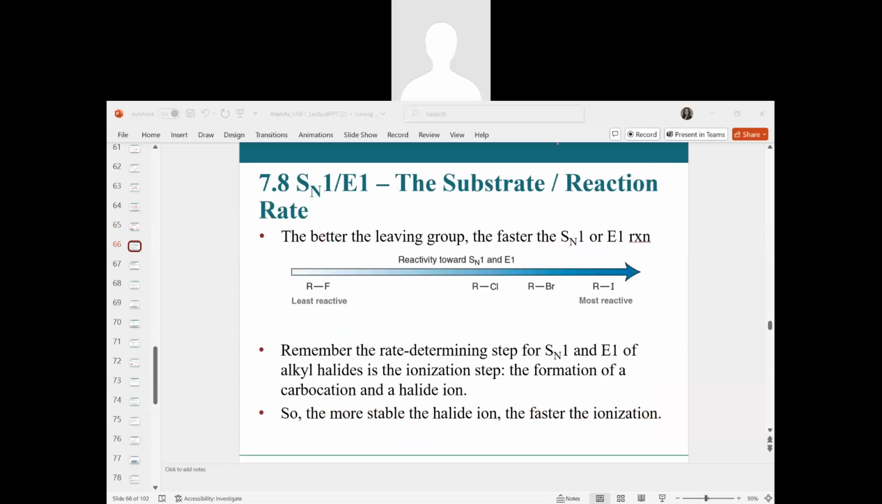So what about the substrate? What differences can we see based on our substrate and the reaction rate? Here we're told that the better the leaving group, the faster the SN1 or E1 reaction. That's because we need to generate that carbocation and a halide ion. So the more stable the halide ion, the faster the rate of ionization. We can see that the smaller fluorine turning into a fluoride ion would be the least reactive, then the larger iodine, which is able to be a more stable halide ion.